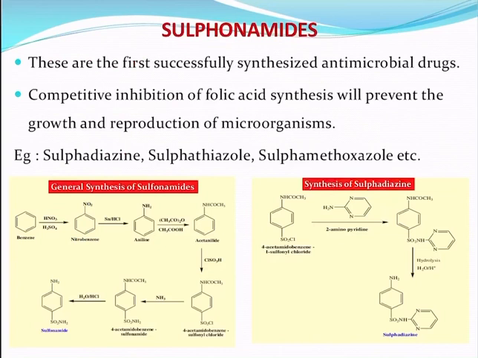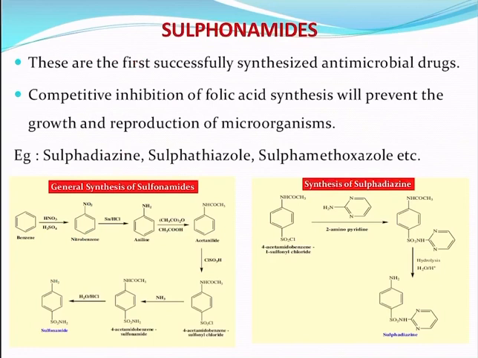Next is about sulfonamides. Sulfonamides are the first successfully synthesized antimicrobial drugs. The mechanism of sulfonamides' antimicrobial action involves competitive inhibition of folic acid synthesis, which prevents the growth and reproduction of microorganisms. So, what are these sulfonamides going to do when they are taken orally inside our body?